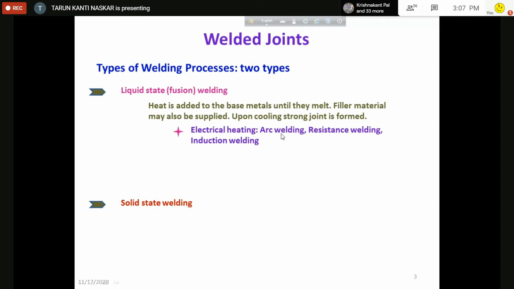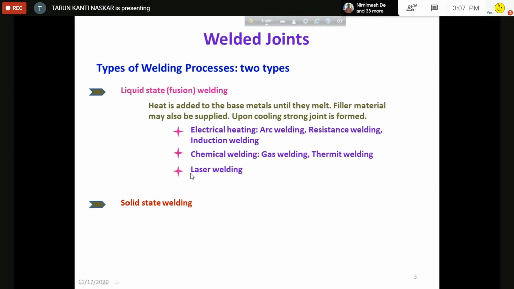Electrical heating means arc welding, resistance welding, and induction welding, and you have done arc welding, I think. Now chemical welding, that is gas welding. You have done this. So chemical welding includes gas welding and thermite welding.